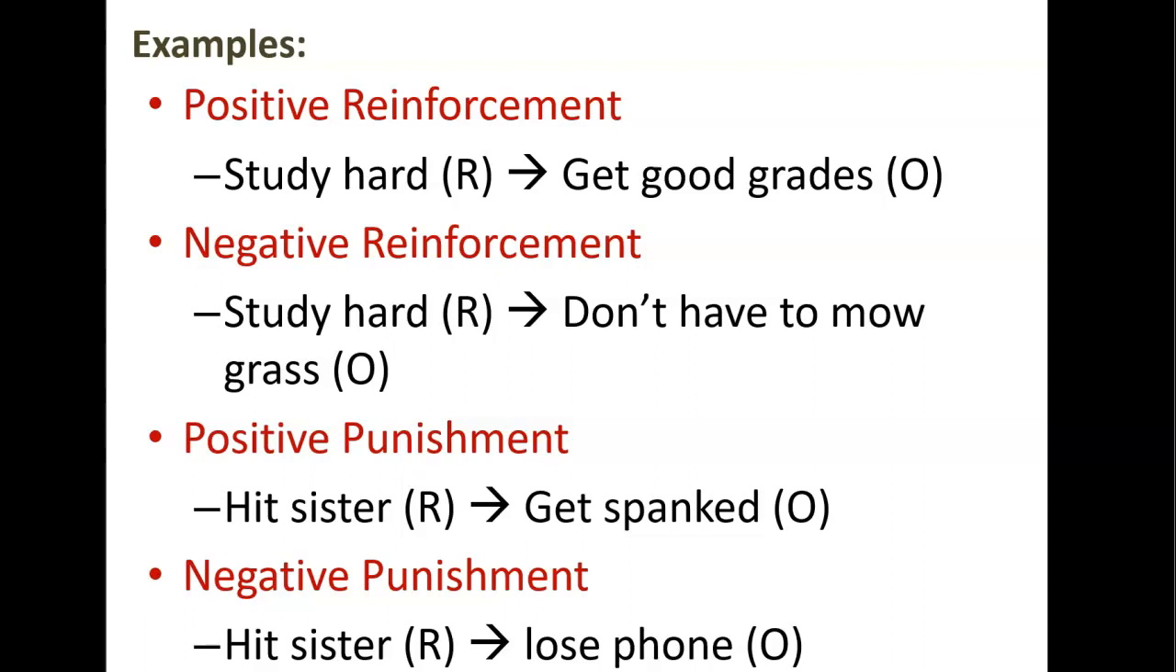Now, positive punishment, identical. It's just in positive punishment, you do something inappropriate or bad, like hit your sister, and I'm going to give you something bad, like a spanking. Or you say a bad word, I'm going to wash your mouth out with soap. So positive punishment is getting something bad, and negative punishment is taking away or losing something good. Like you hit your sister, you lose your phone. You lose the video game privileges. You lose car privileges. So positive reinforcement, negative reinforcement are always good. They are always rewards, and they will always increase behavior. Positive punishment, negative punishment, always bad, will always decrease behavior.